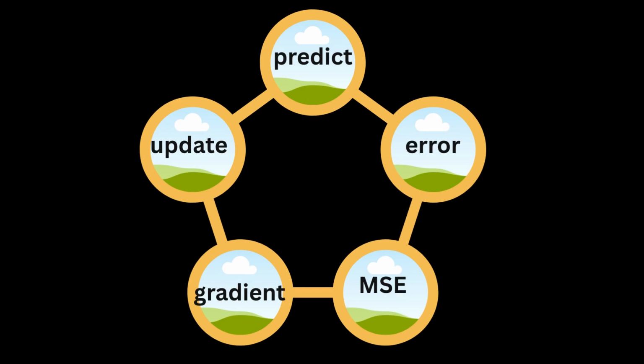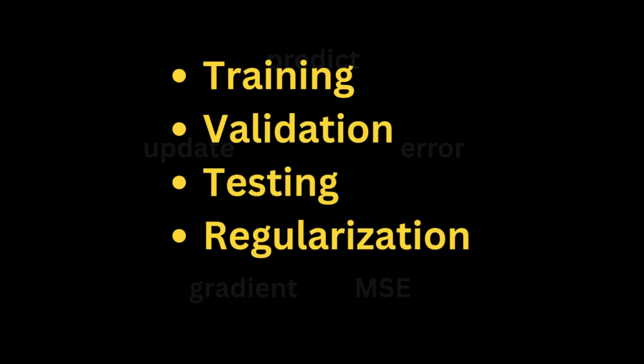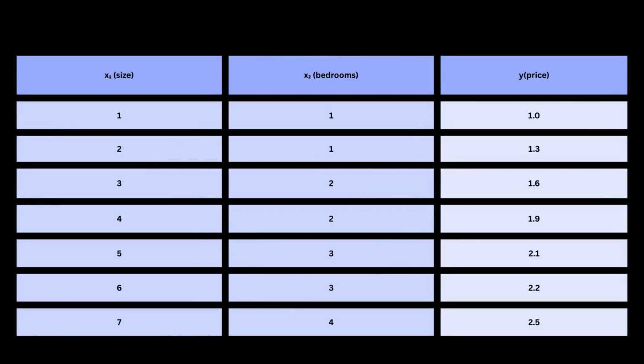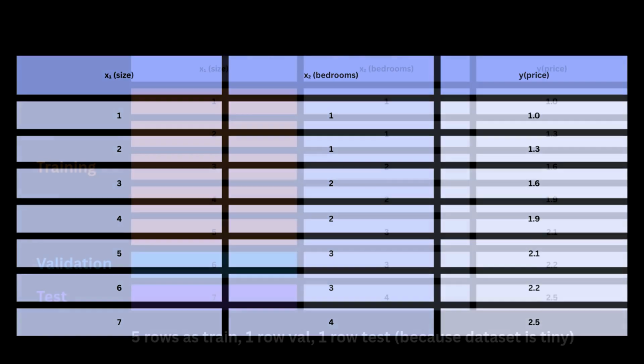Up to now, we learned the math. Now we'll build it from scratch in NumPy. No scikit-learn yet. We'll implement the learning loop ourselves. We'll also do the real-world stuff: train, validation, test, and regularization. We'll use the same dataset from the video: 7 houses, 2 features, size and bedrooms, target, price.